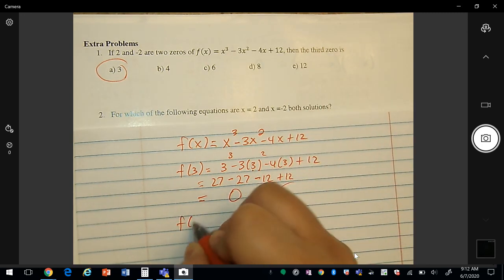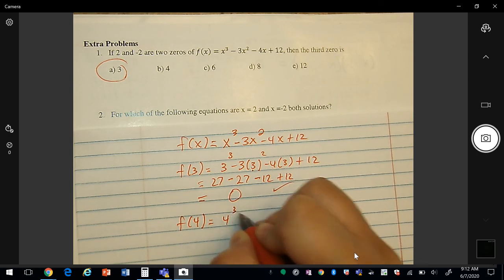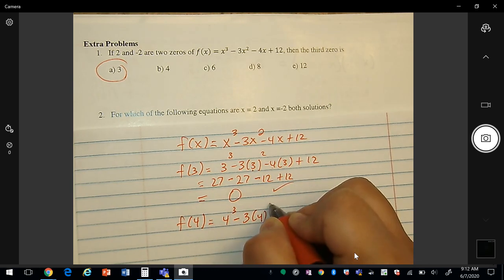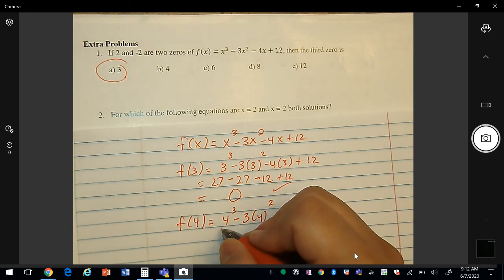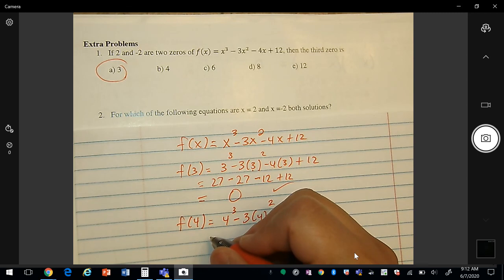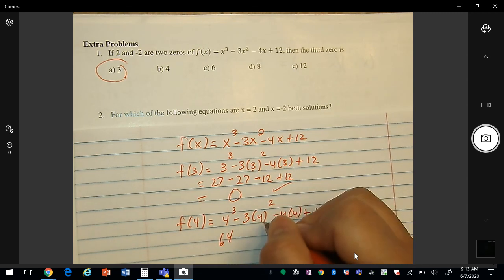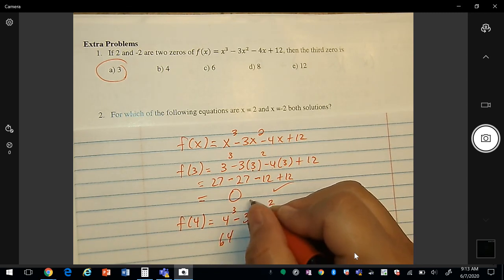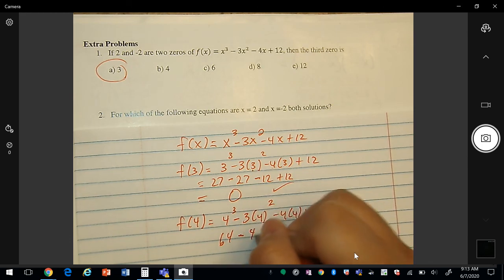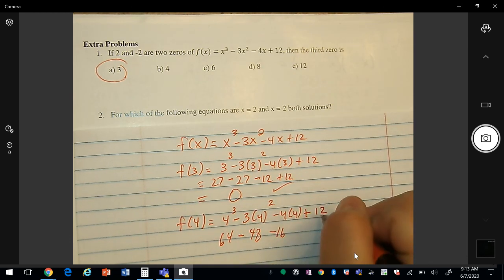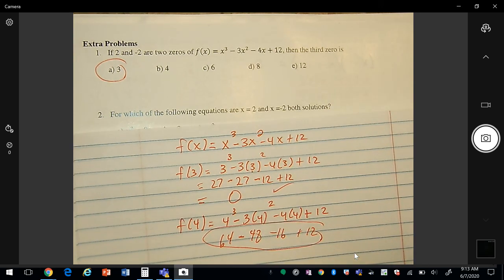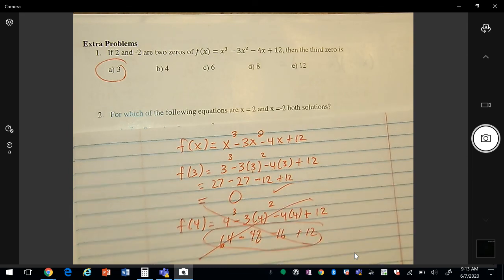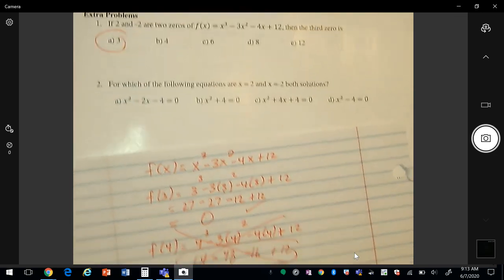So for example, if I enter 4, you'll see that that does not give me a 0. So 4 times 4 is 16, times 4 is 64. 4 times 4 is 16, times 3 is 48, negative 16 plus 12. So you can see that if we add these terms, we're not going to get 0. So 4 is not a zero. Okay, so you can use that if you forget how to factor by grouping.